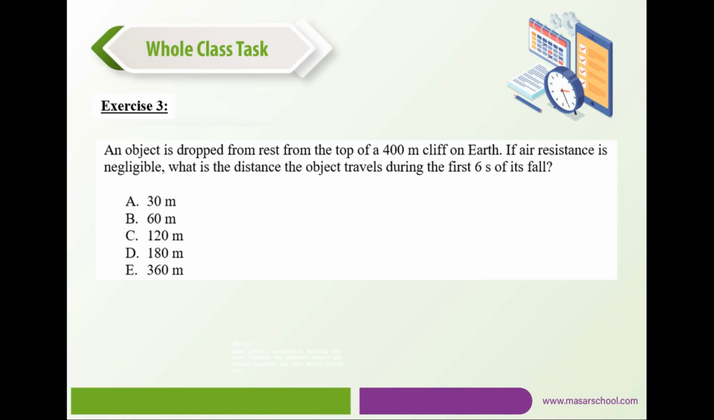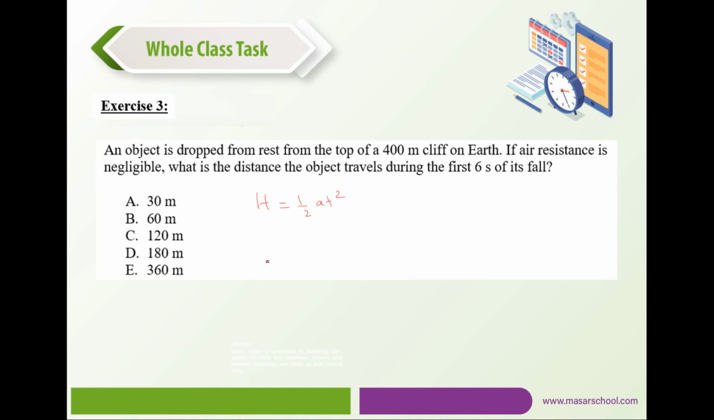Now exercise 3. An object is dropped from rest from the top of a 400 meter cliff on Earth. If air resistance is negligible, what is the distance the object travels during the first 6 seconds of its fall? Then we have a free fall because air resistance is negligible and it's released from rest. We're talking about distance and time, so we can directly use this relation, which is h equals half g t squared.